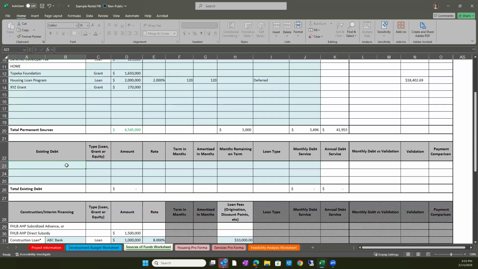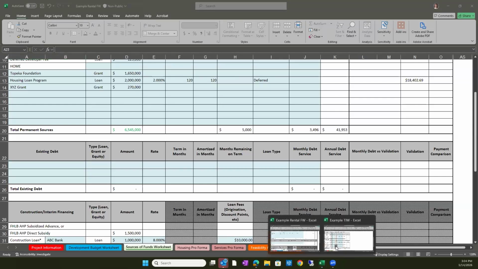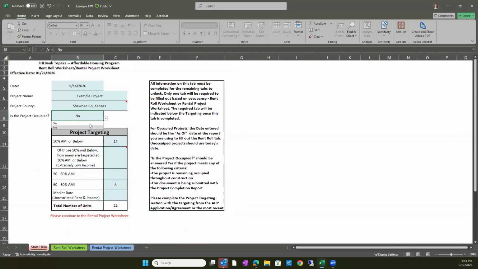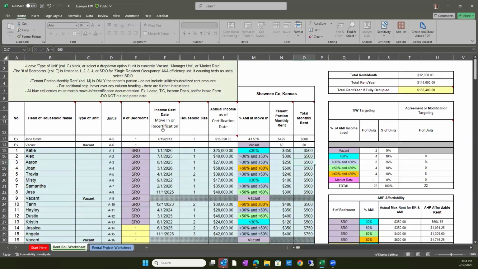Okay. And then we have another question. How often are we required to recertify income? Oh, good question. Okay, so you'll notice that in our targeting and income workbook, we don't really specify. I'll go back to the rent roll worksheet here. You can see this income cert date says move in or recertification. We do not require you to recertify residents on a recurring basis. We do recognize that some programs like HUD, USDA, things like that may require you to recertify your residents on a yearly basis or when their income changes, et cetera, et cetera.